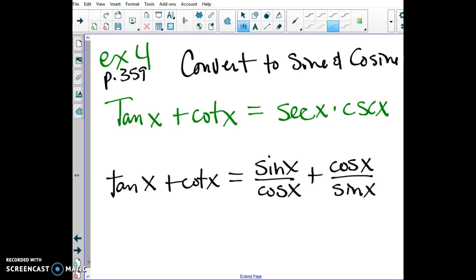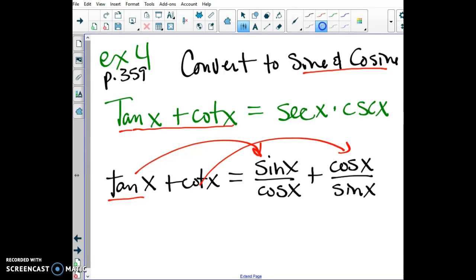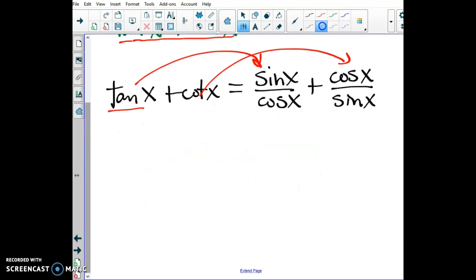So in example 4, we're going to take one of the suggestions from the first page in proving trigonometric identities, and we're going to convert to sine and cosine. So let's go ahead and take the left side. They look equally onerous. We're going to take tangent x, cotangent x, and convert to sine and cosine. So we know tangent is simply sine over cosine. We know cotangent is cosine over sine.